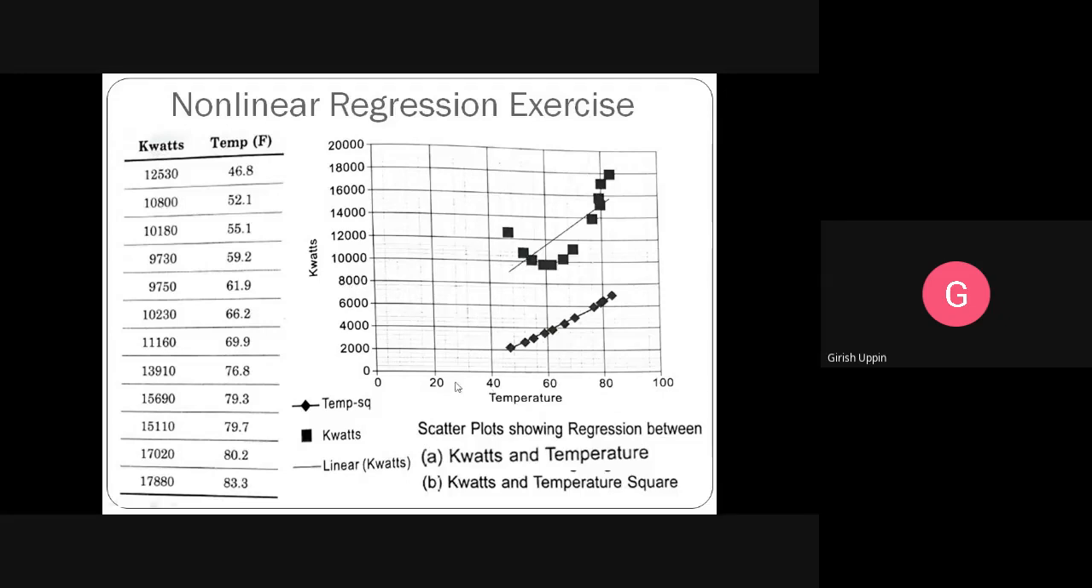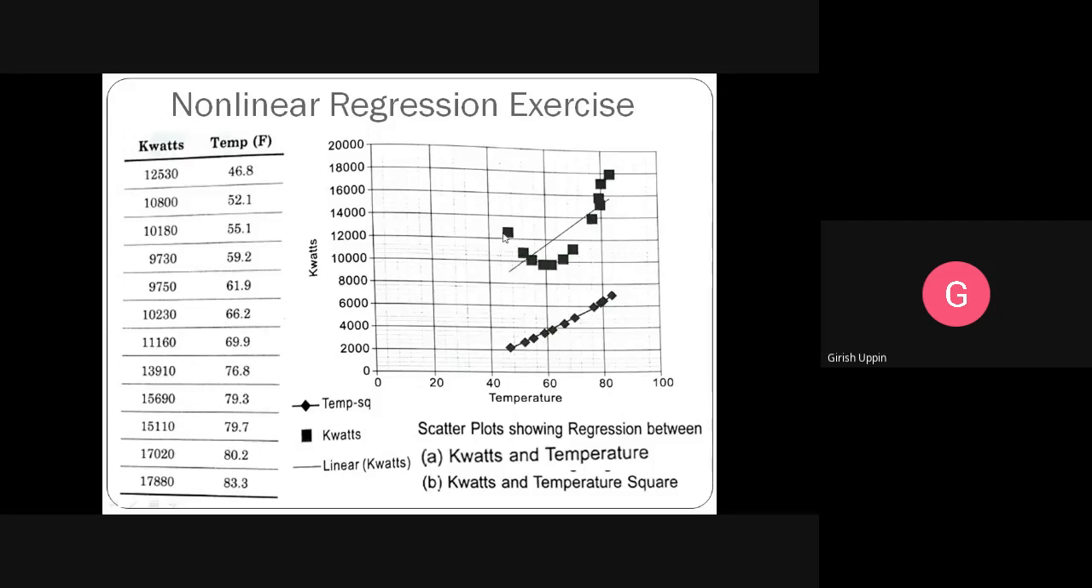So we have on the x-axis temperature in Fahrenheit, and on the y-axis the power consumed in kilowatts. These are the data points. This is the kilowatt consumption, and this is the temperature in Fahrenheit. So if it is 46.8, it is 12,530. And if you plot these two things, this is how you will get it.